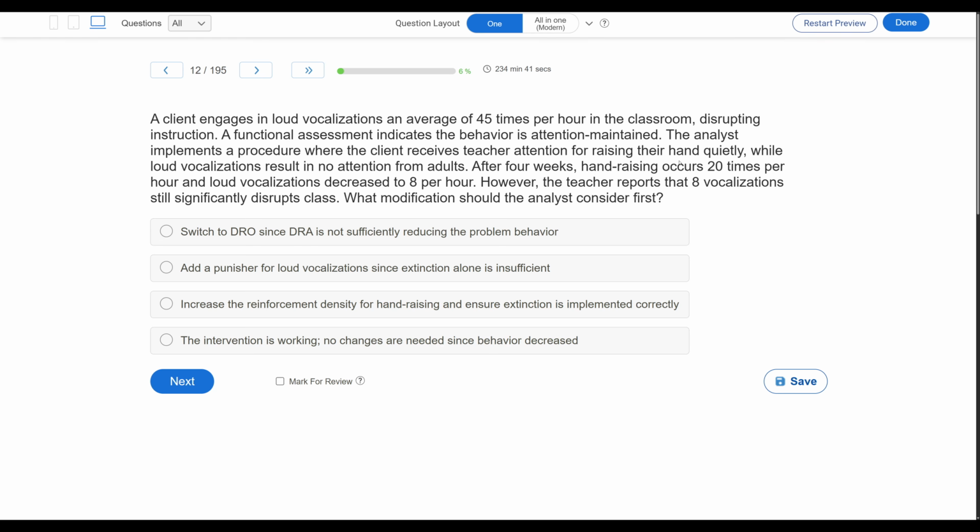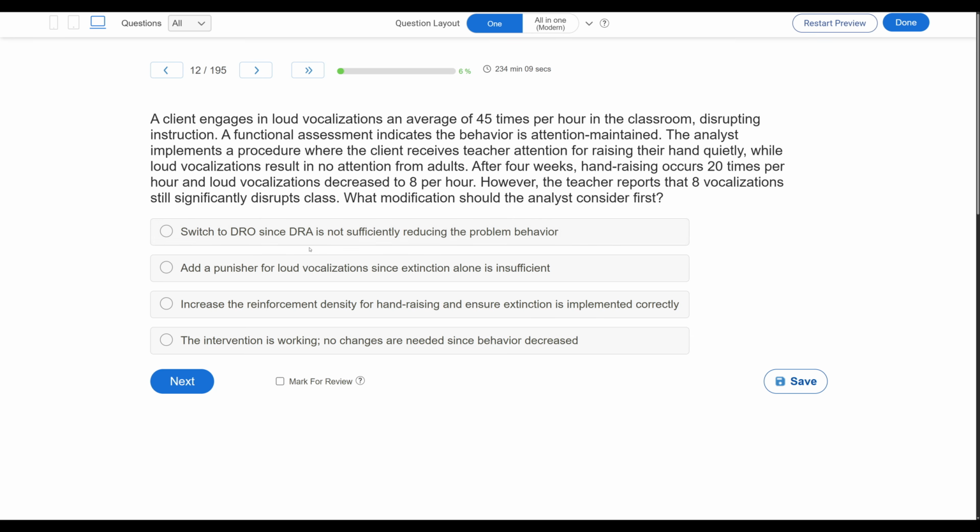So after 4 weeks, hand raising has increased to about 20 times, and loud vocalizations have dropped to 8. Seems pretty good. But remember, we need to be effective, and effective means meaningful change. The teacher says the 8 vocalizations are still significantly disrupting class. That's a big drop. Not good enough according to the teacher. We're not being effective. What should we consider first? A, switch to DRO since DRA is not sufficiently reducing the problem behavior.